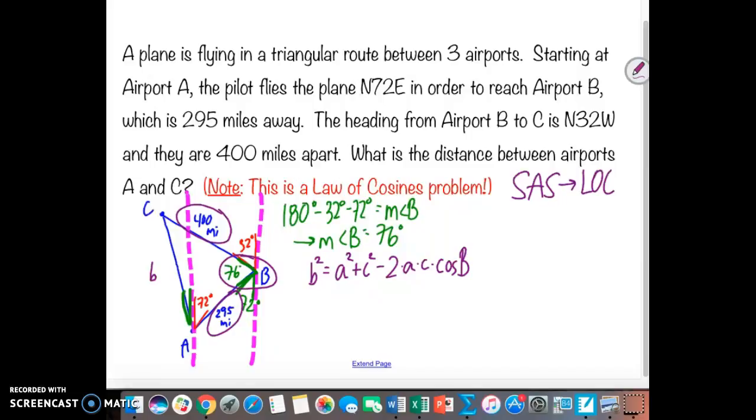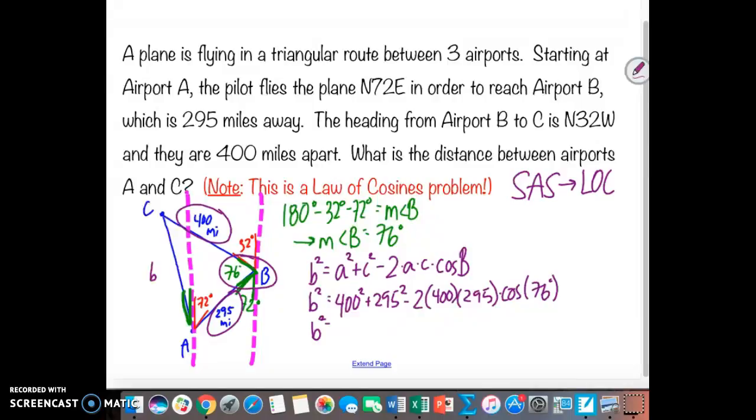Now all we do is substitute in the values that we know. We're still going to have B squared. Since A squared is equal to 400, we will have 400 squared plus 295 squared minus 2 times 400 times 295 times cosine of angle B, which angle B is 76 degrees. When typing this into your calculator, I would recommend just typing it in straight across as you see it. This will prevent any operator errors when it comes to remembering orders of operations and the rules of PEMDAS.